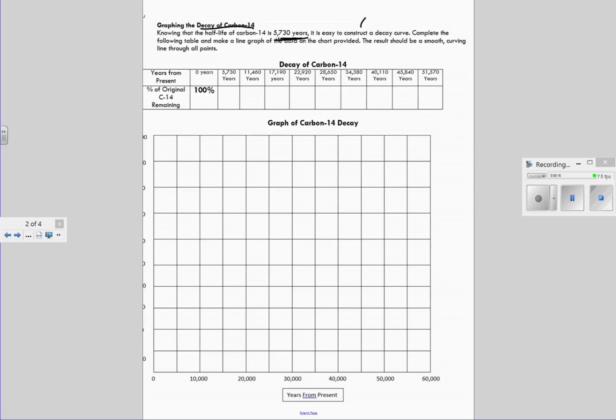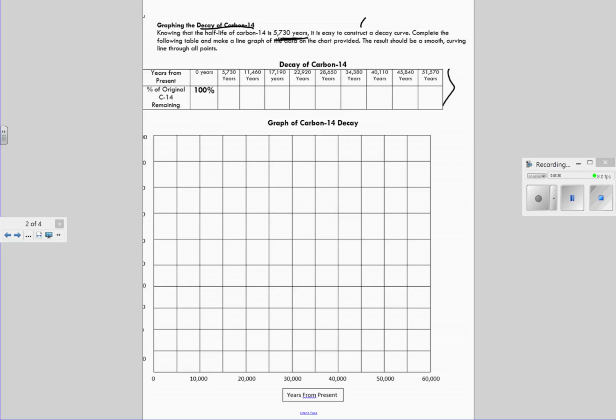It says complete the following table and make a line graph of the data on the chart provided. The result should be a smooth curving line through all points. So what we're going to do is start with this little table up here. I'm going to start this for you and then give you enough so that you know what you're doing. You can finish it and then I'll point you towards the practice problems.